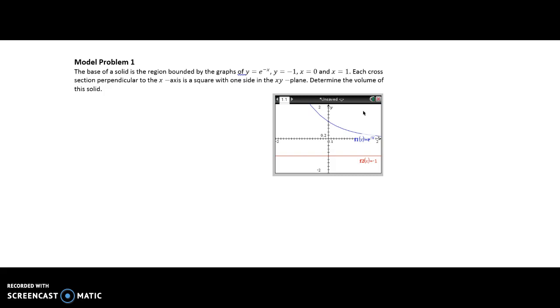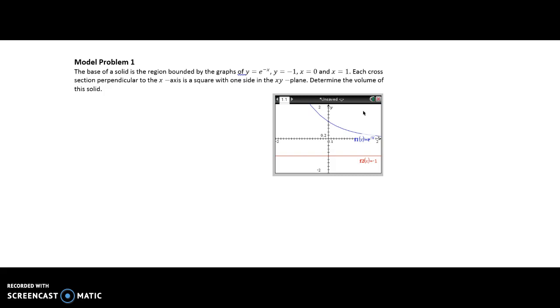The base of a solid is the region bounded by the graphs of y equals e to the negative x, y equals -1, x equals 0, and x equals 1. All sounds pretty good from there, and then let's keep going. Each cross-section perpendicular to the x-axis is a square with one side in the xy plane. Determine the volume of this solid.